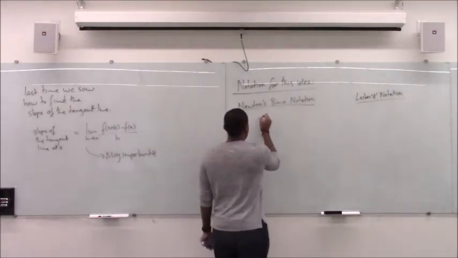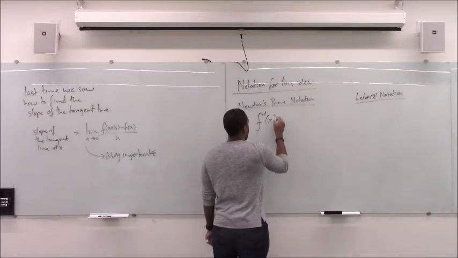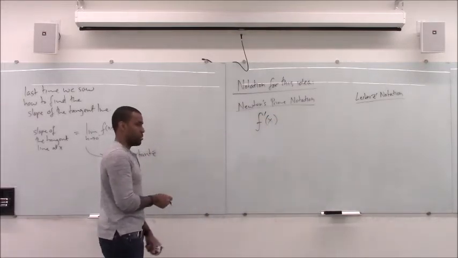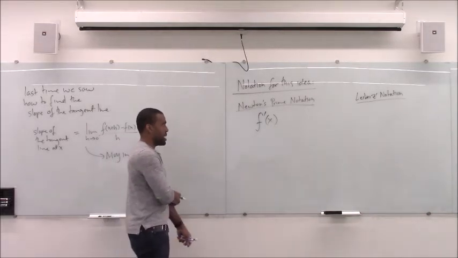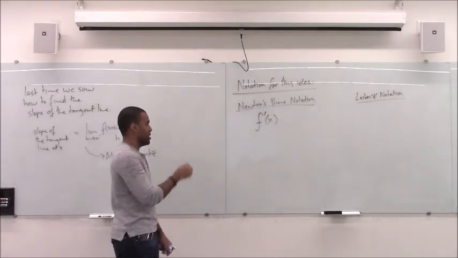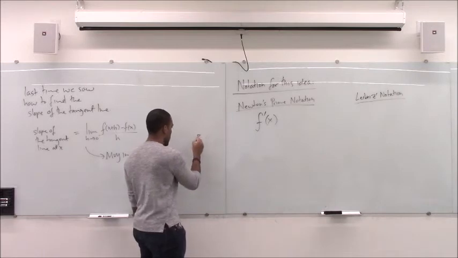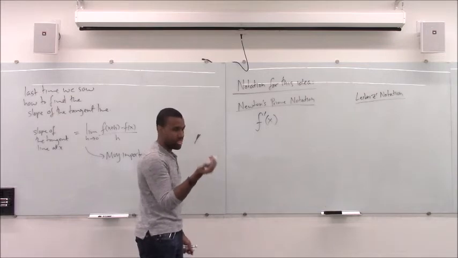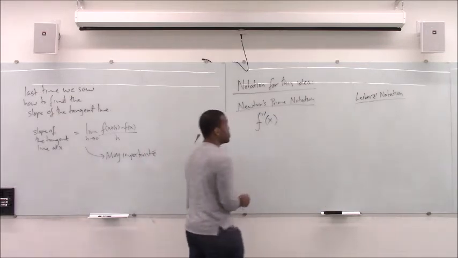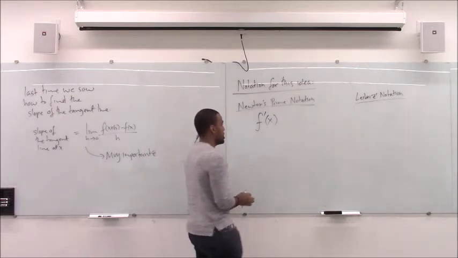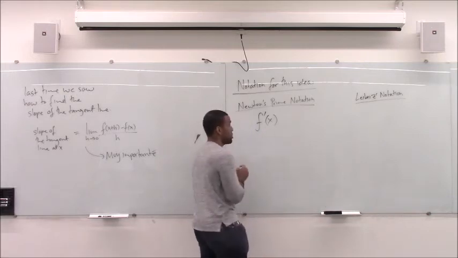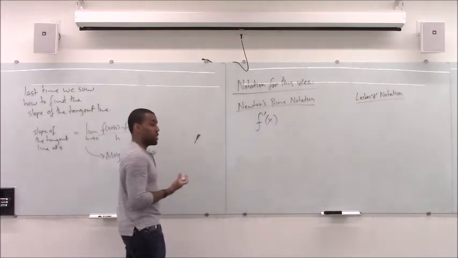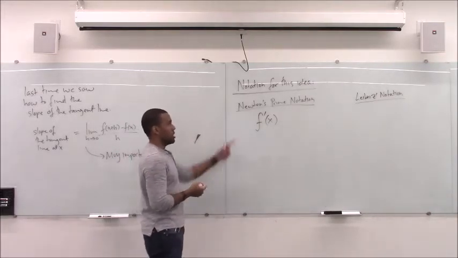This one was f prime. You have this little notch, it's like an apostrophe, very ostentatious apostrophe. If you actually look in the math textbook, it's not actually an apostrophe, it's more like a notch. Of course, when you're writing it down by hand, you're going to write a little stroke. It's called Newton's prime notation. So this gives you the slope of the line at x.